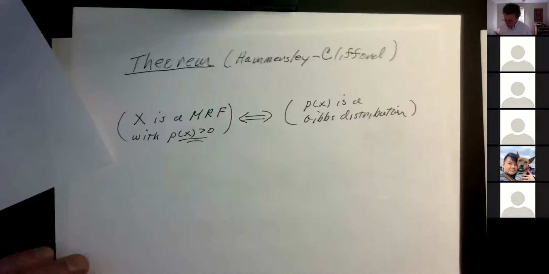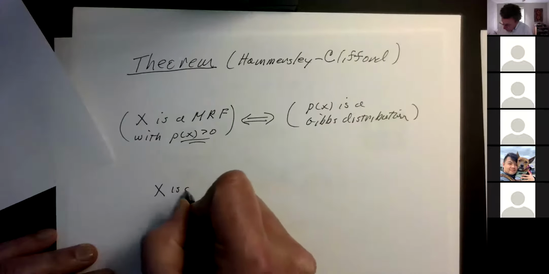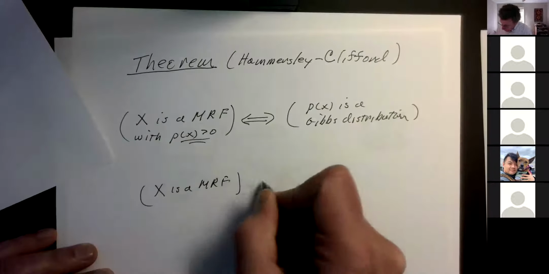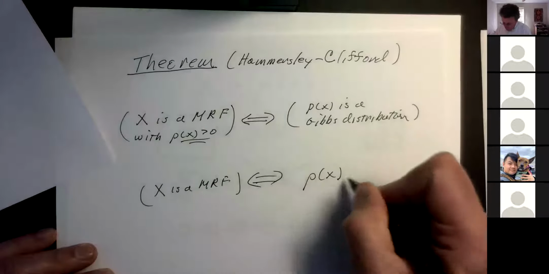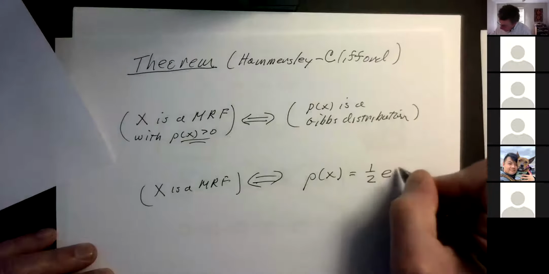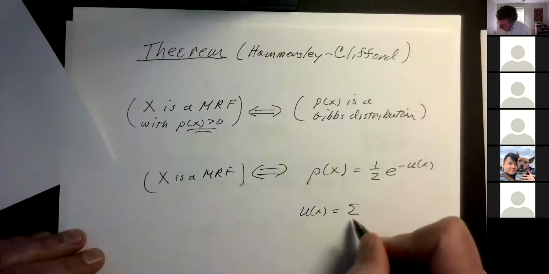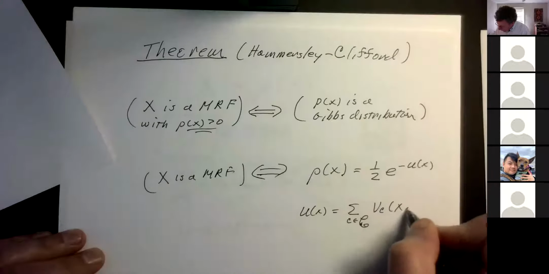So it means that X is a Markov random field if and only if P of X is equal to 1 over Z times e to the minus U of X, okay? Where U of X has the functional form sum over C, a member of all cliques, of VC of XC.